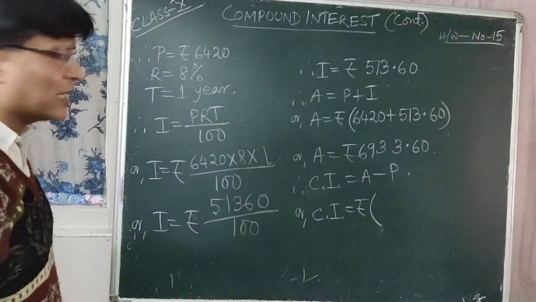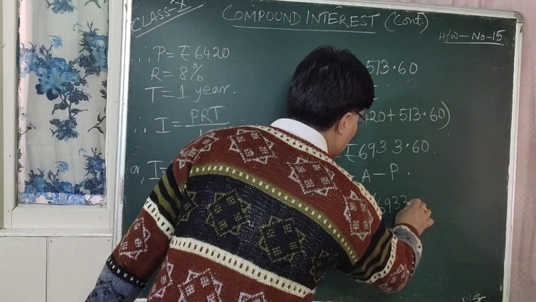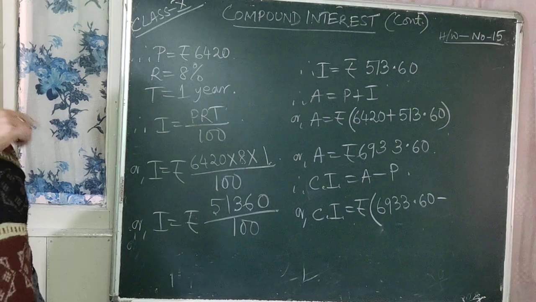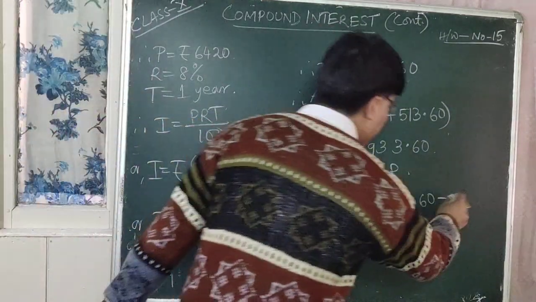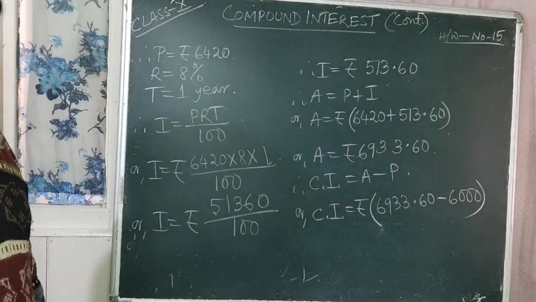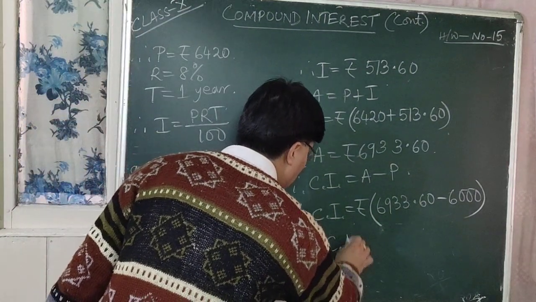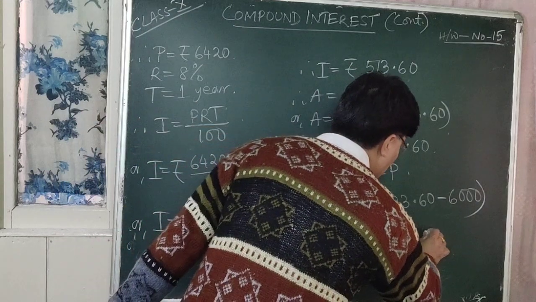What is the amount in this case? 6933.60 minus. What was the principal at the beginning of the first year? It was 6,000. Now we can subtract it. You know how to subtract it, isn't it? So compound interest is equal to rupees.